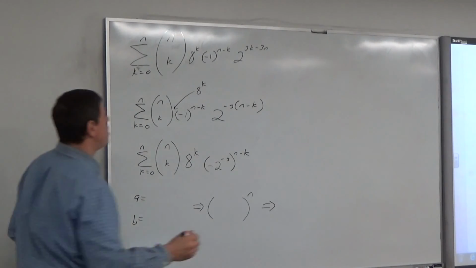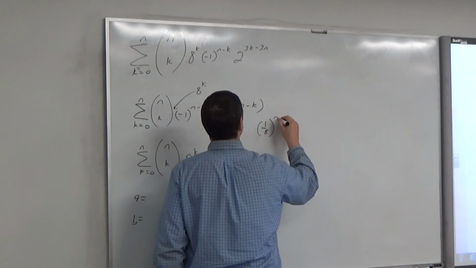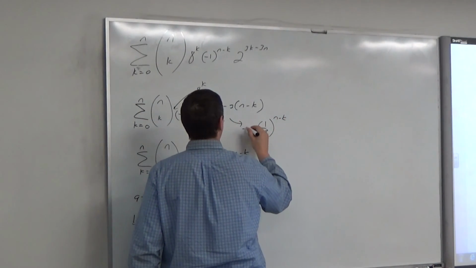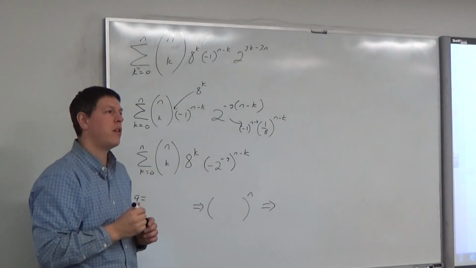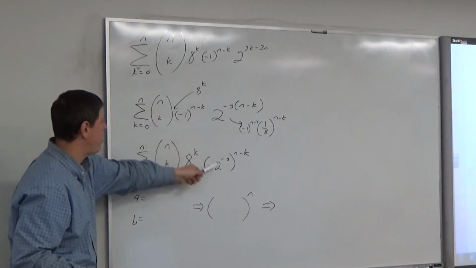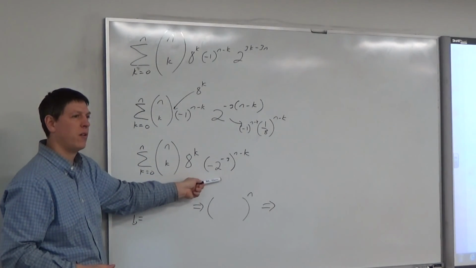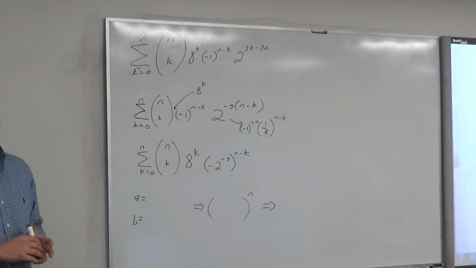How many of you did this first, like wrote it as 1/8 to the n minus k, and then you had your minus 1 to the n minus k, and then you multiplied it there? How many of you did that? Okay, that's fine. How many of you just skipped right down here to get minus 2 to the minus 3? I did both to verify. That'll work. Nice. I don't care which way you do it.